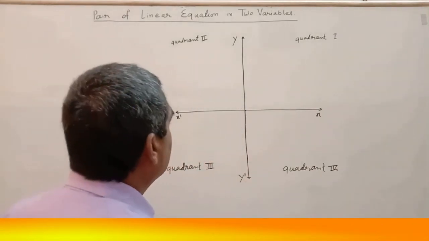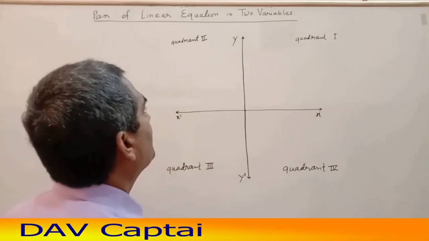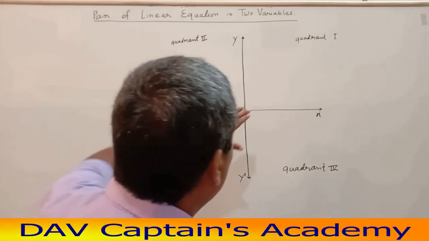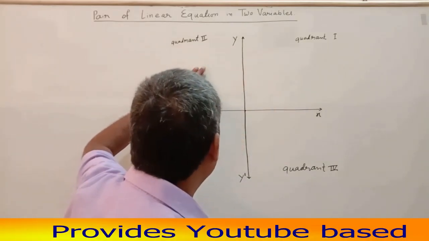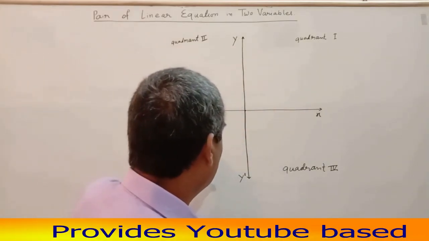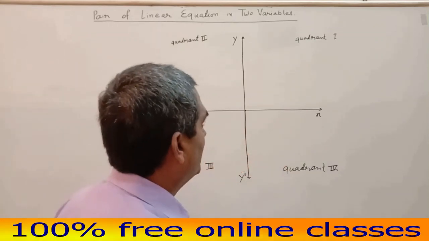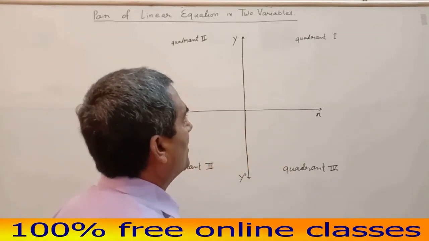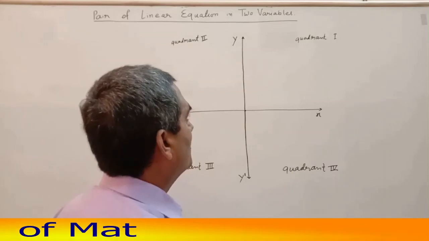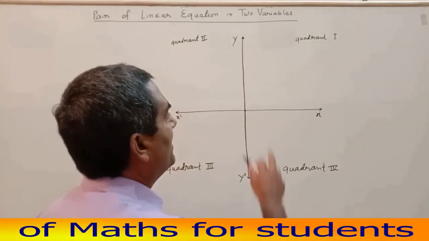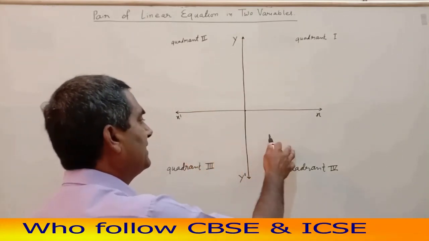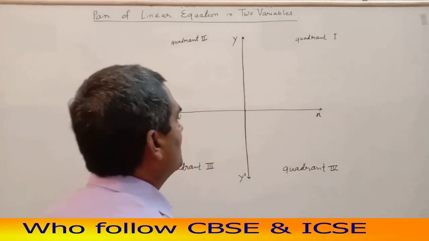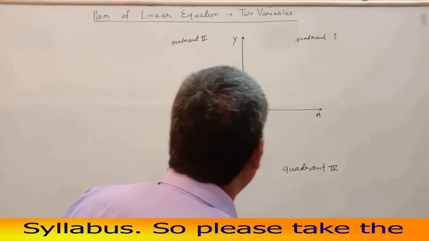This graph has four parts. One-fourth of this area is quadrant 1. This is also one-fourth, this is also one-fourth, and this is also one-fourth. So the one-fourth is called a quadrant. This part is quadrant 1, this is quadrant 2, this is quadrant 3, and this is quadrant 4. So what is the meaning of this? Now let's discuss.